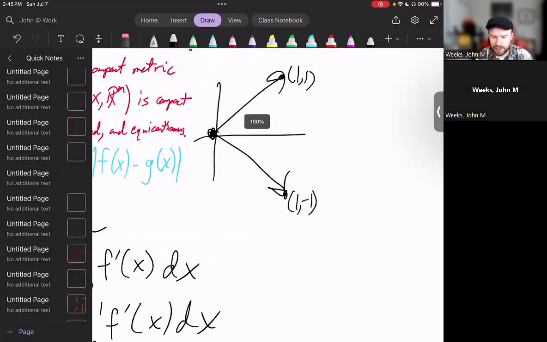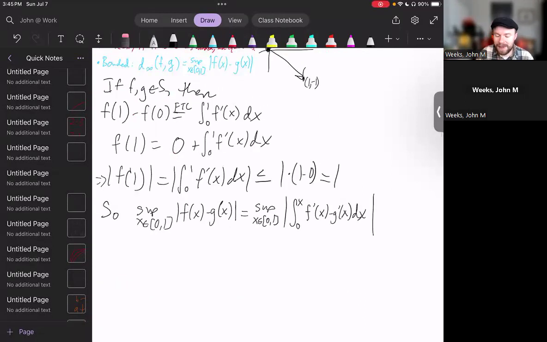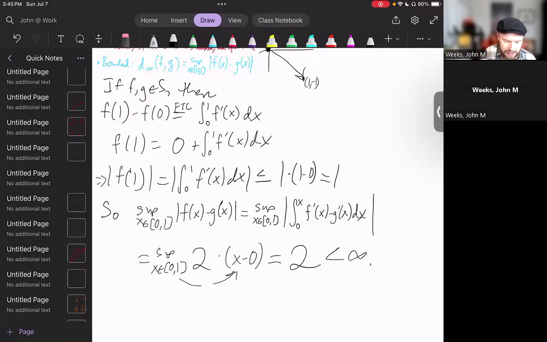Like you're just looking at these two lines right up here. In which case, what you would have is you'd be integrating 2. So this is the supremum over all x in 0, 1 of 2 times x minus 0, where x is somewhere in between 0 and 1. So the supremum is attained when you plug in x equals 1. And the largest possible distance between any 2 points here is 2. This is less than infinity. So the set S is bounded.